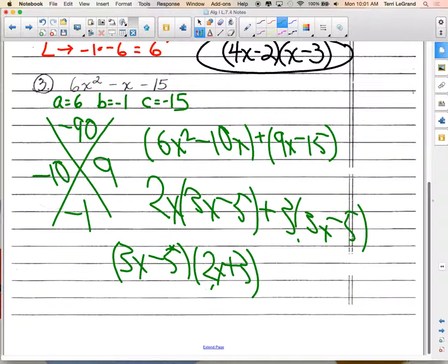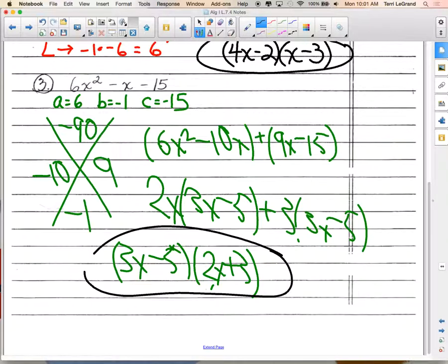Okay, so Devin says that when you're done, the factor name is this one, right? 3x minus 5 times 2x plus 3. Anybody get a different factor name? Do you think we could?